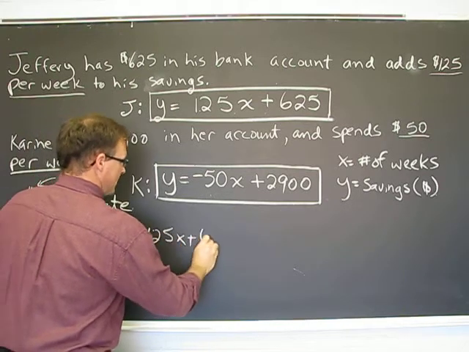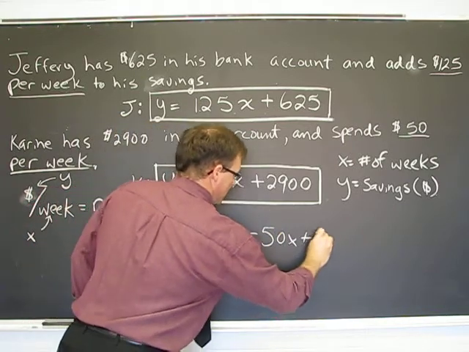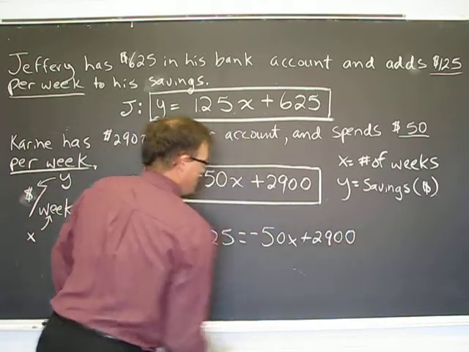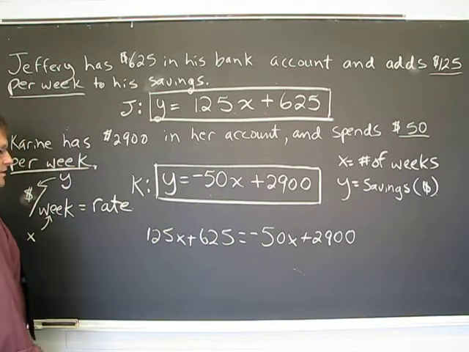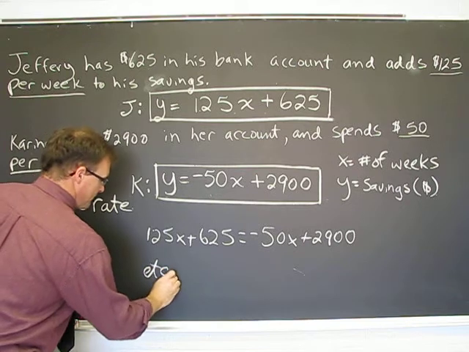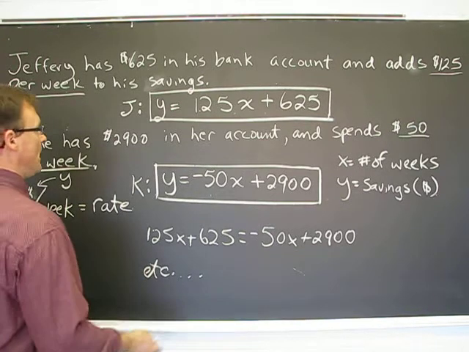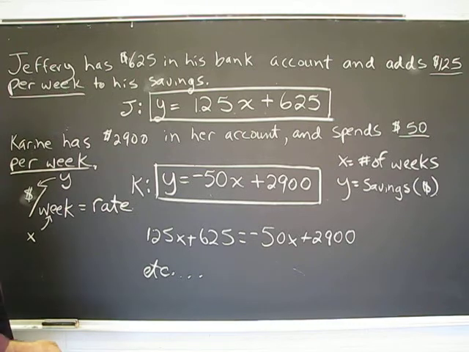125x plus 625 equals negative 50x plus 2,900. We can solve this for x to find out when those two amounts are the same. So I'm just going to say etc. at this point. You're going to finish this off. All right? What we're trying to figure out is what is the value of x that's going to make them the same? That would be the number of weeks. And y would then be how much they have in their account at the end of it all.